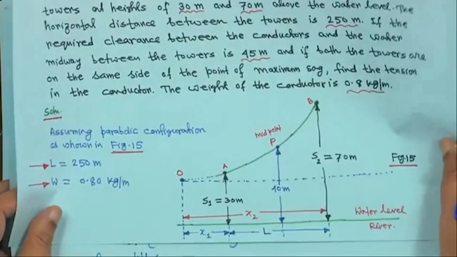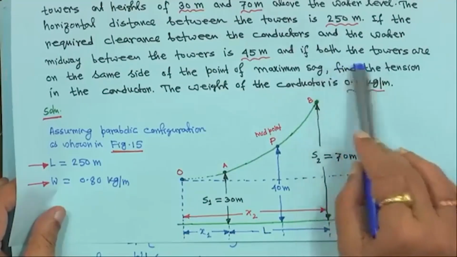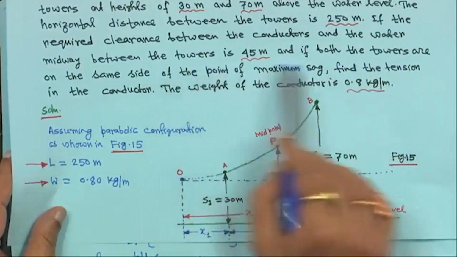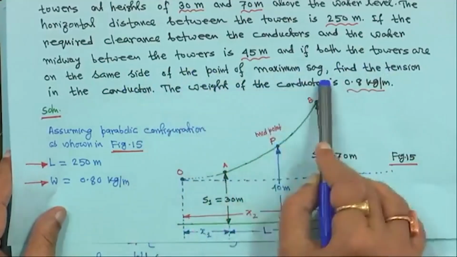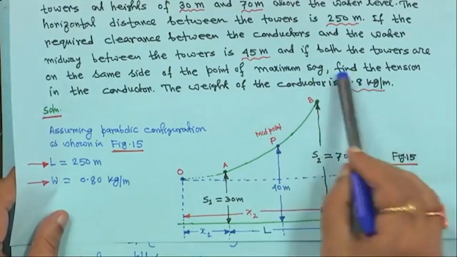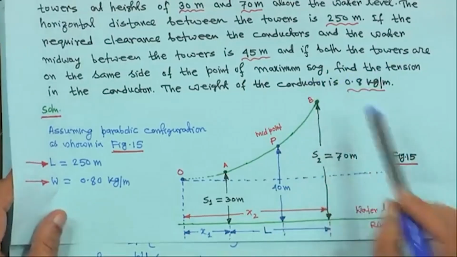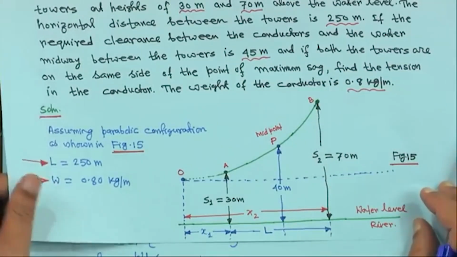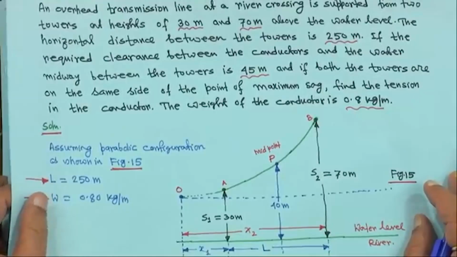If the sentence is given that both the towers are on the same side of the point of maximum sag, that means x1 is always negative. This should be in your mind when you are solving numericals.